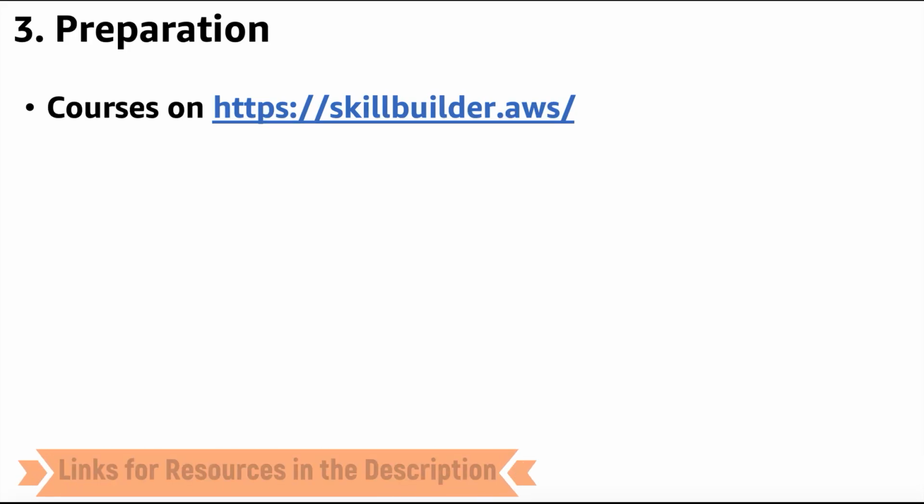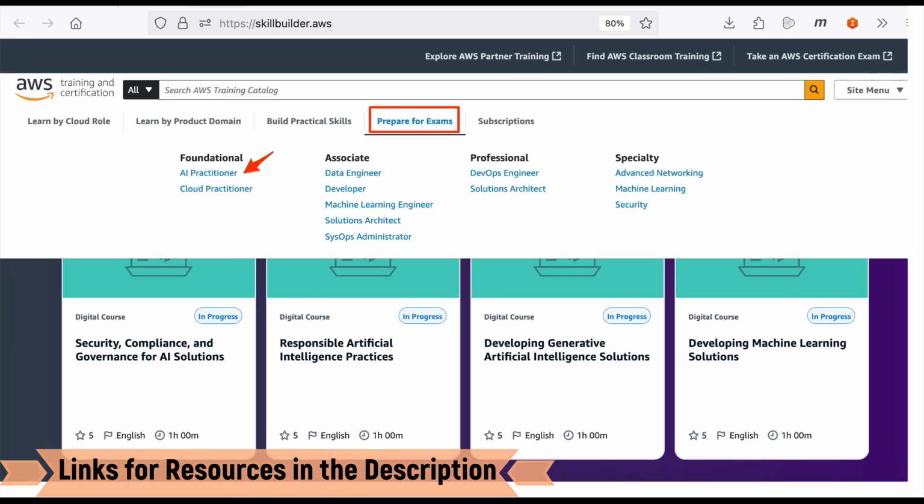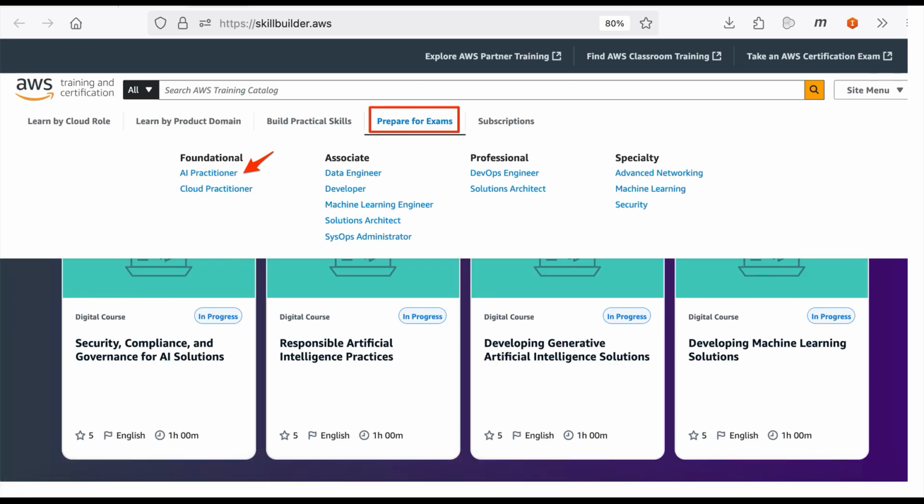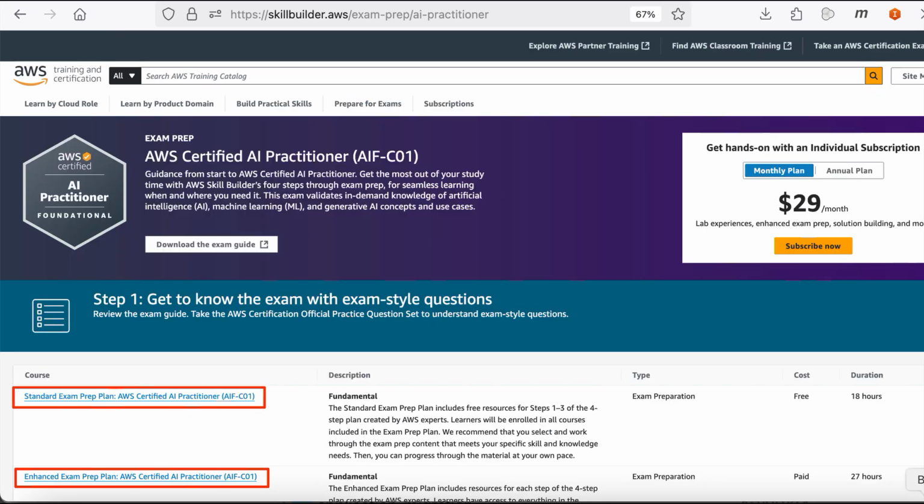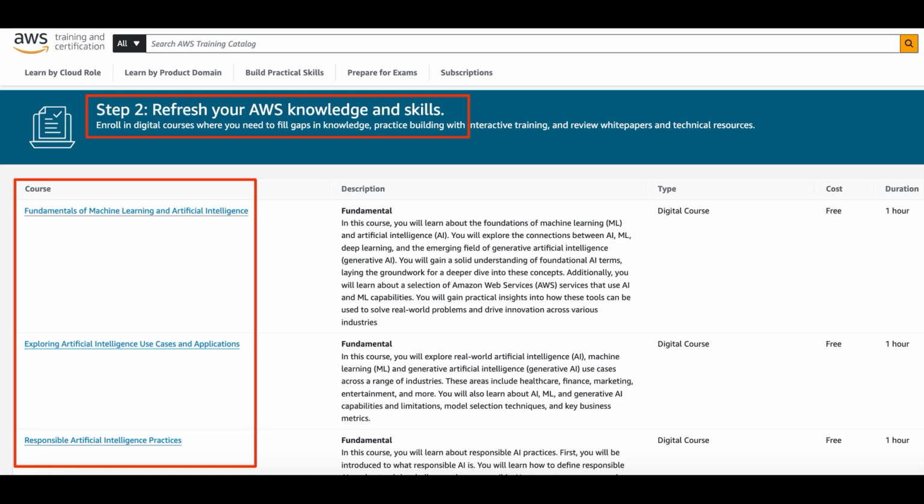Let us first explore the free courses available on Skill Builder for exam preparation. Go to the Prepare for Exams tab and click on the AI Practitioner link under the Foundational section. Here you will find two courses: 1. Standard Exam Prep Plan. 2. Enhanced Exam Prep Plan. Explore contents for each of them. Under step 2, you will find many individual free courses for each topic.